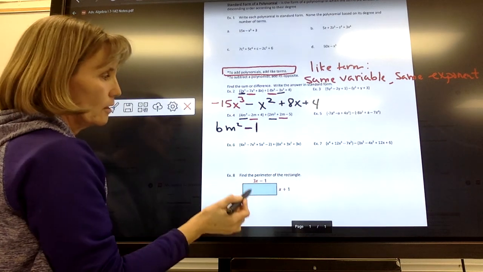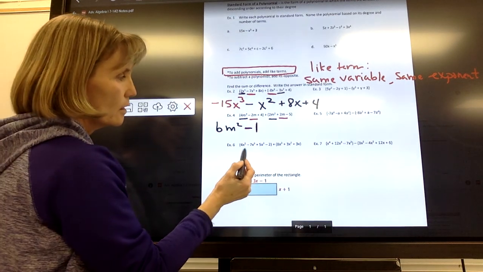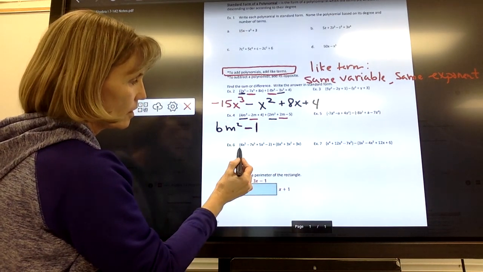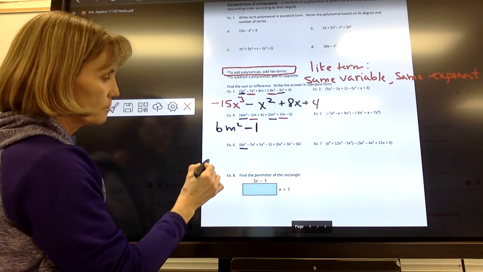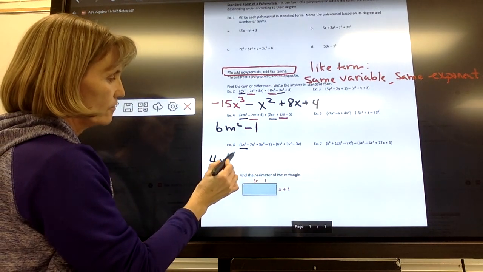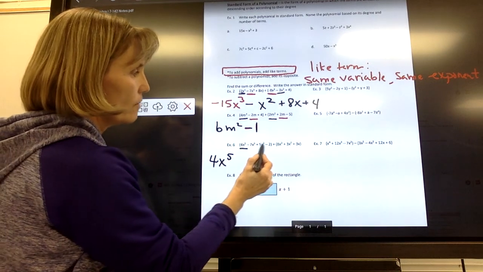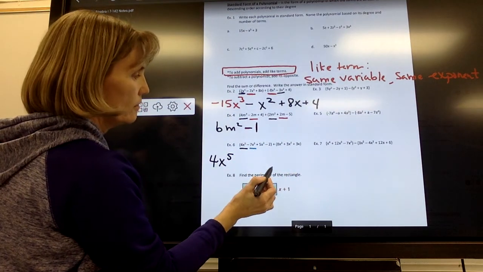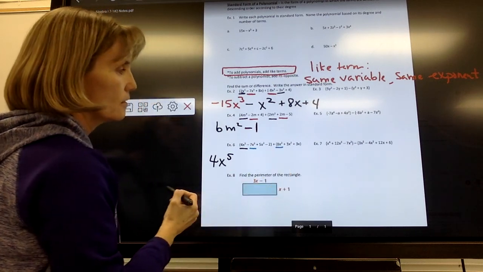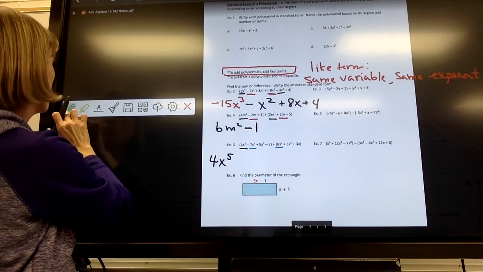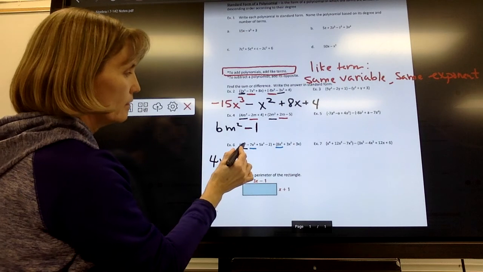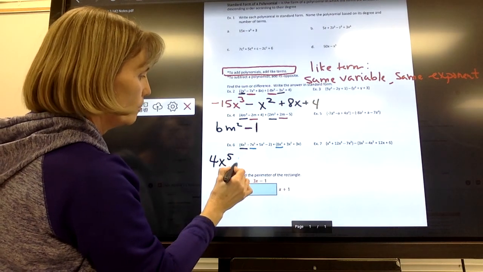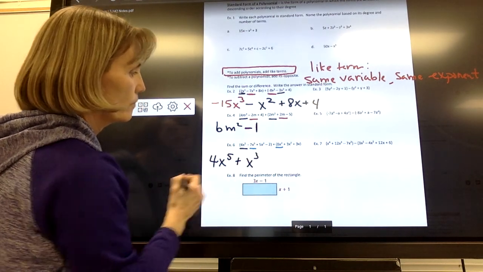If I do the example immediately below it, if I go through the problem here, I've got an x to the 5th is my greatest exponent. So I have 4x to the 5th. I don't have any x's to the 4th, so I'm going to skip that. I've got a negative 7x cubed and a positive 8x cubed. I can combine those. Negative 7 plus 8 would be a 1x to the third.